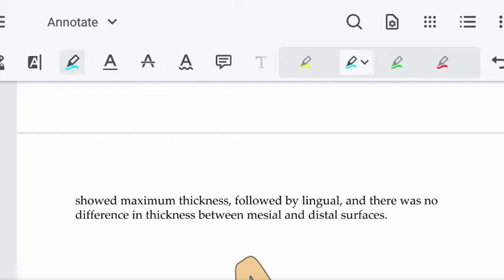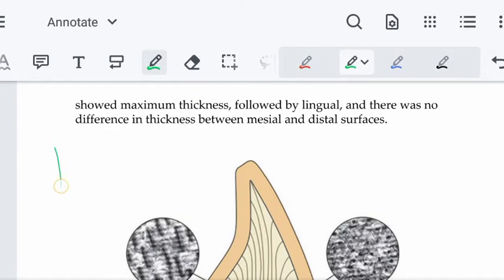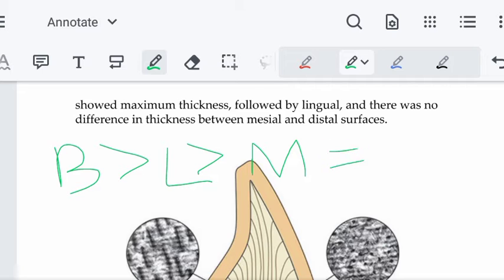So here, thickness of dentine: the buccal surface contains more than the lingual surface. The lingual surface has more than mesial, which is equal to distal. Okay, so this is the thing, right?